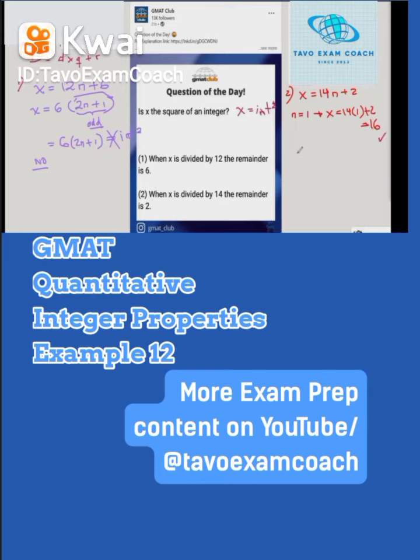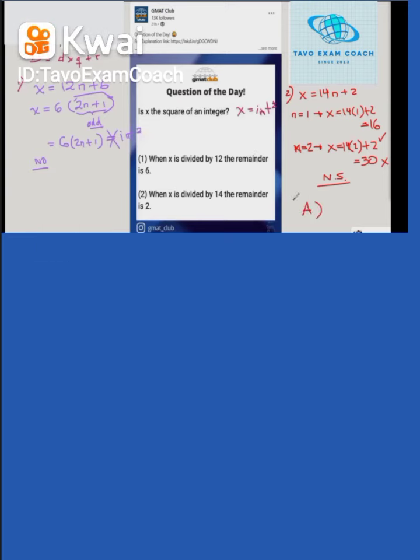But what happens when n equals 2? If n equals 2, x would be 14 times 2 plus 2, which yields 30. 30 is not a square. So to answer the question above, statement 2 is not sufficient. When statement 2 is not sufficient and statement 1 is sufficient, the correct answer choice would be A.